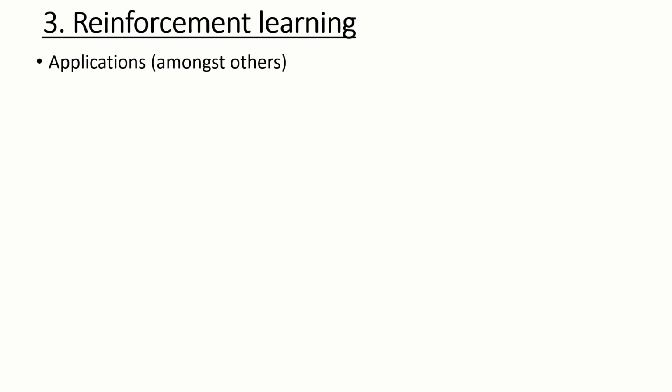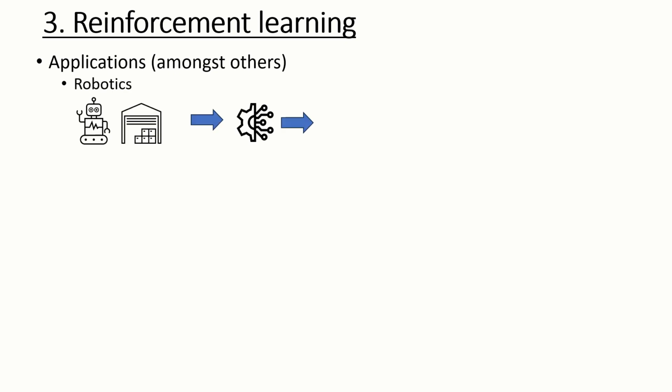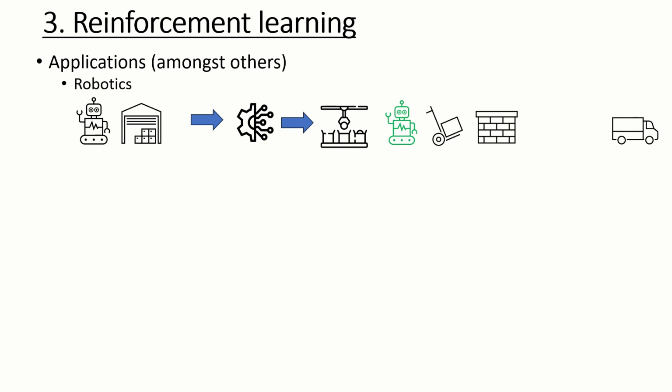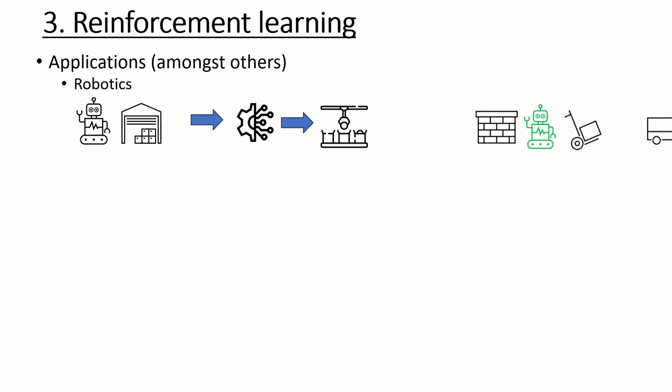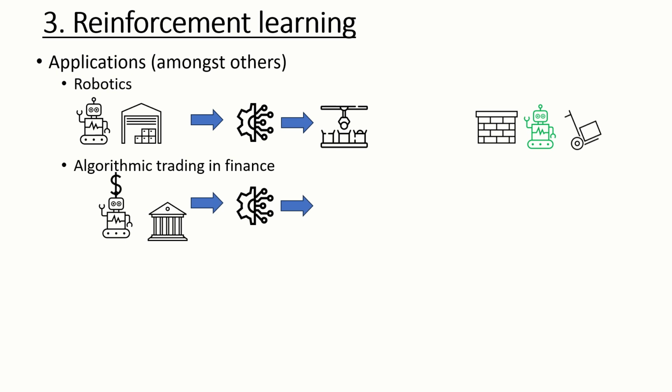Let's have a look at some applications for reinforcement learning. It is strongly used in robotics, for example, to navigate in an environment with obstacles. It is also used in algorithmic trading and finance. An agent can learn to buy stocks whenever the prices are low and to sell them when the prices are high.